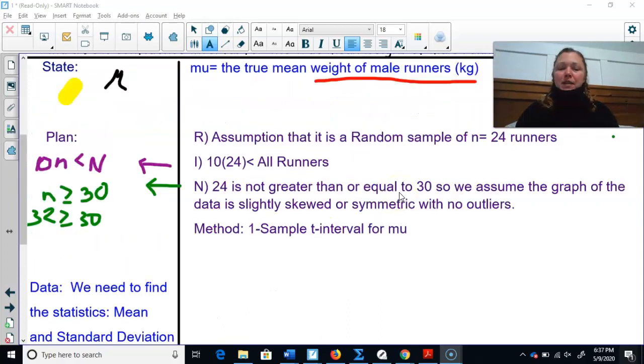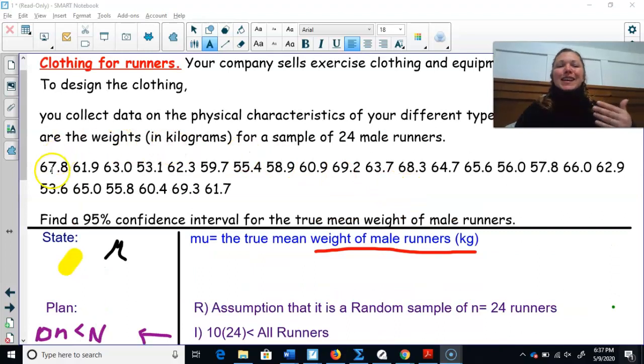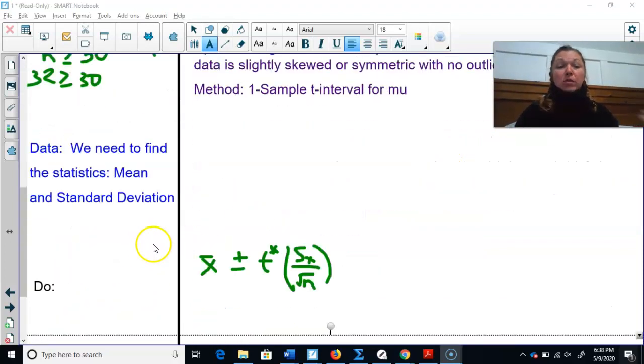So we're off to the do. But one thing we have to note here is we are given what we call data. Data is a list of numbers. And when you are given data, you have to go ahead and find the statistics for that data first. And what statistics do I want to know? I specifically want to know the mean and the standard deviation.